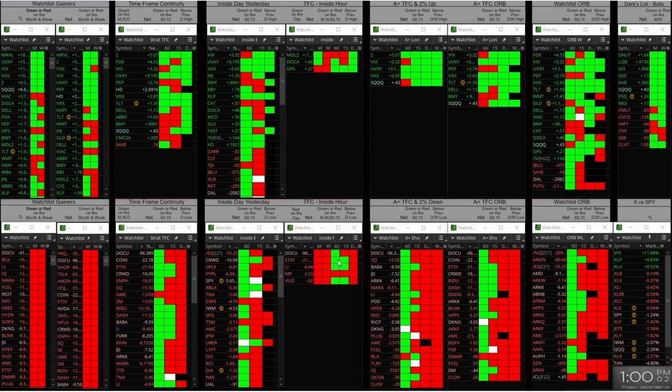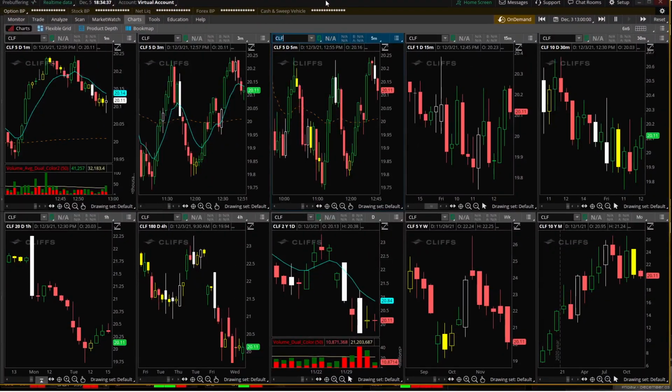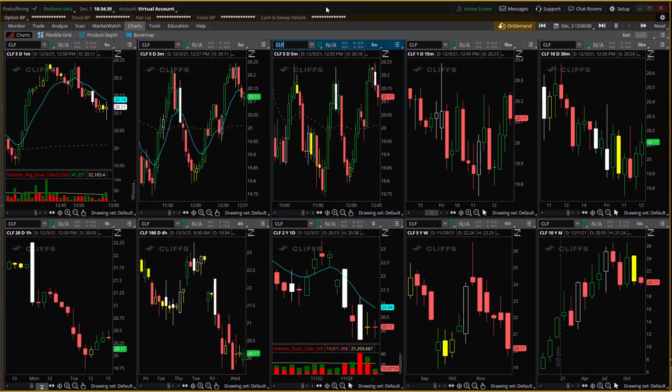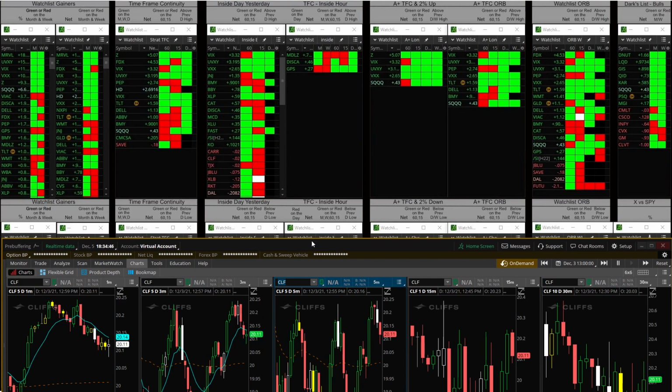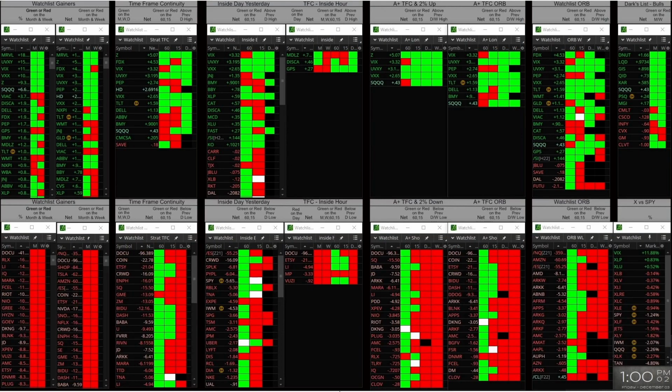Let's see, CLF. Okay, CLF is green on the month, week, day, green on the 60, red on the 15, not trading above the previous day's high. So let's take a look and see what that looks like. Okay, so we have a lot of red here. I'm not sure why that might have shown up on that chart actually.